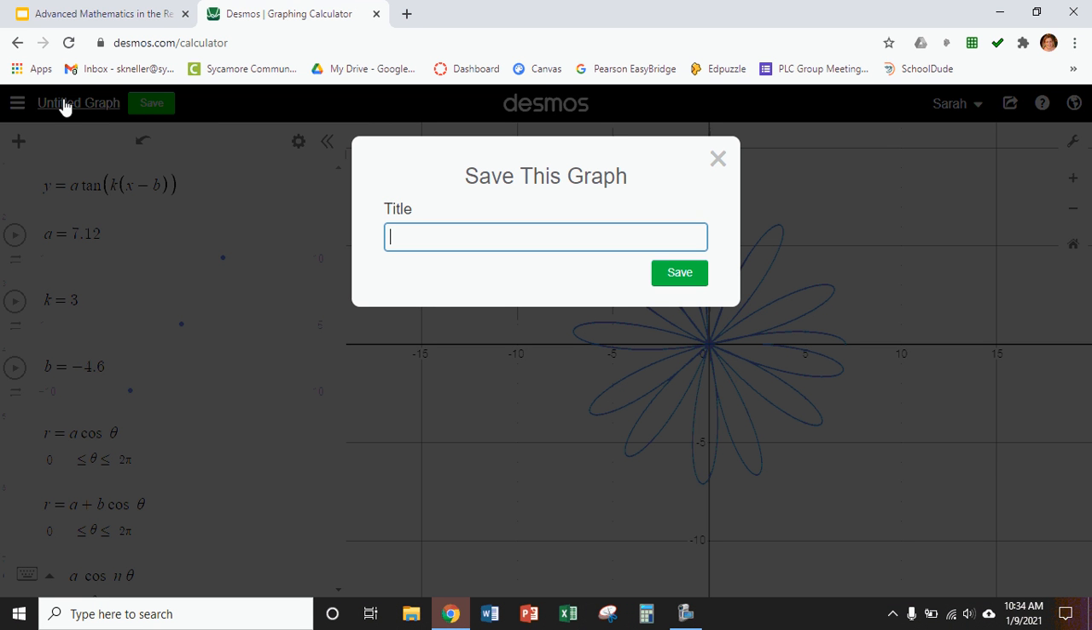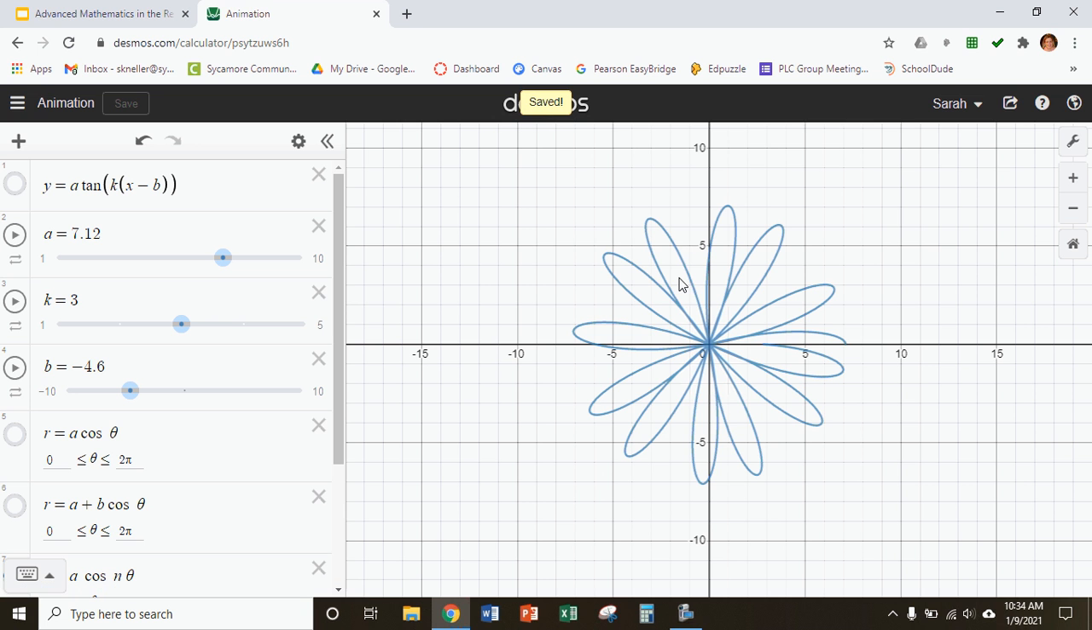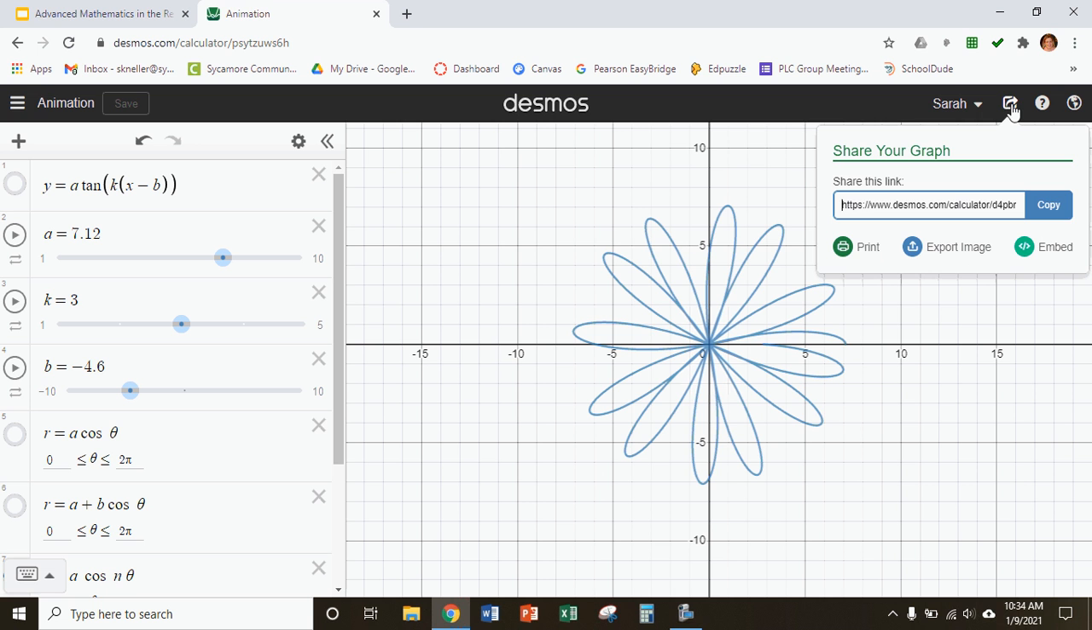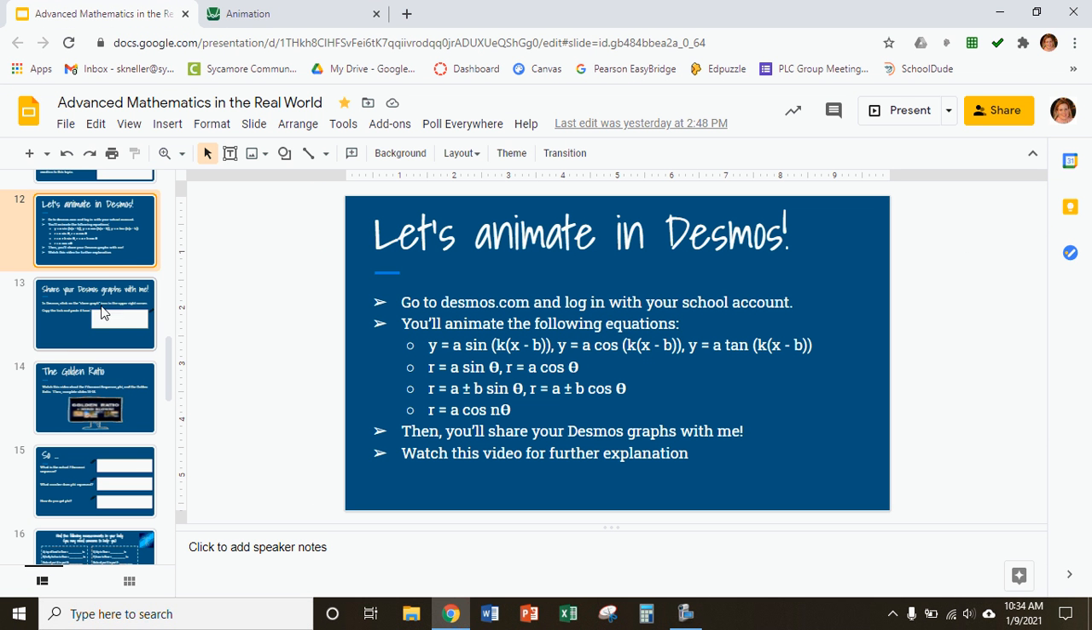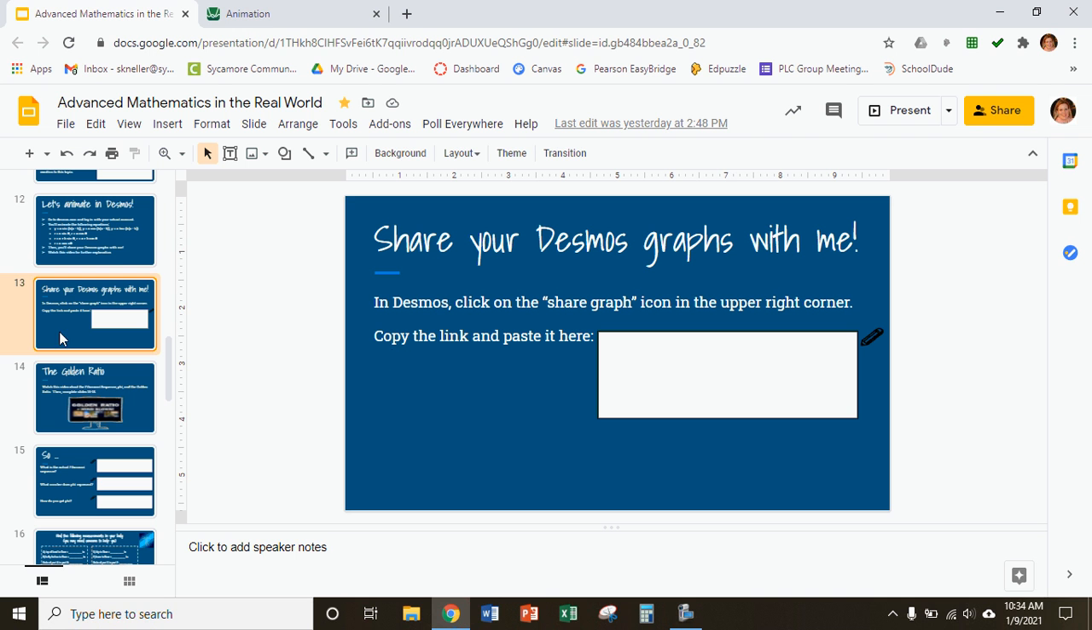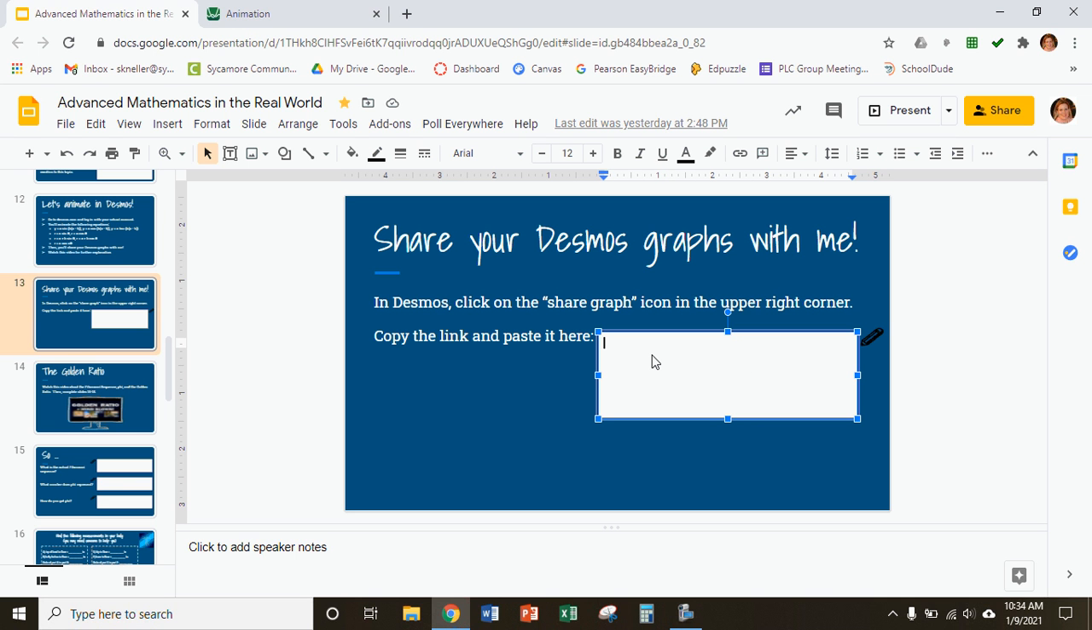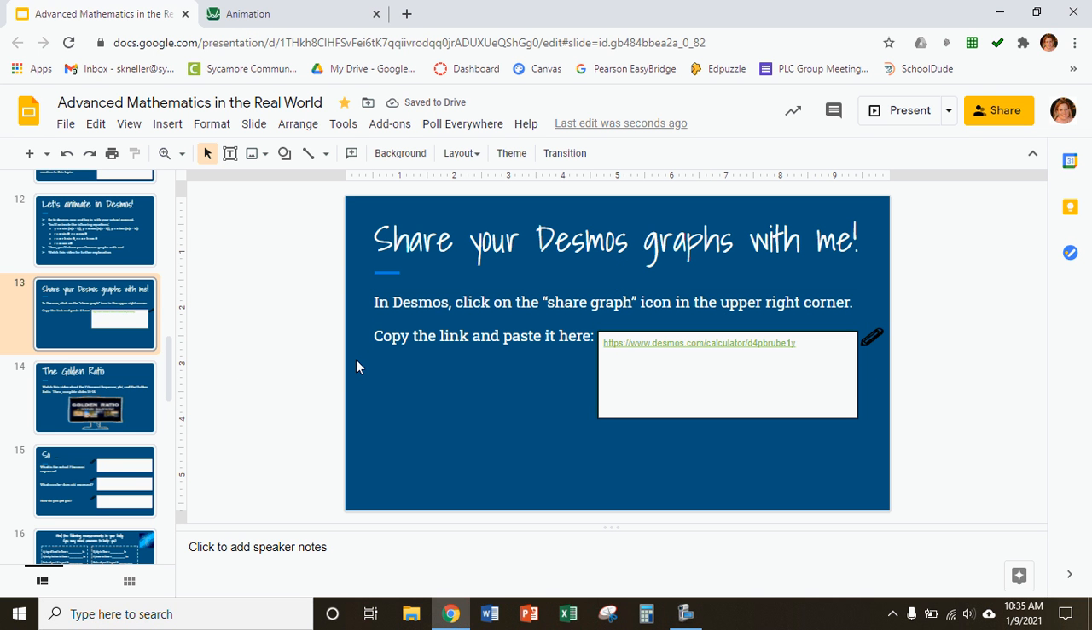Okay. You can just call it animation. Okay, that popped up already. And then you can save it. And then there's a little option here next to your name where it says share graph. Okay. So here you can get your link for your graph. So you can just click on copy. And then go to the Google slide. And on the page after the directions there, I have a place where you can type your link. Just paste it right in, and then I will be able to take a look at your link and see your work and play around with your animations as well.